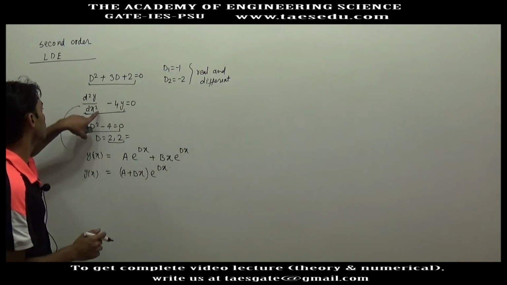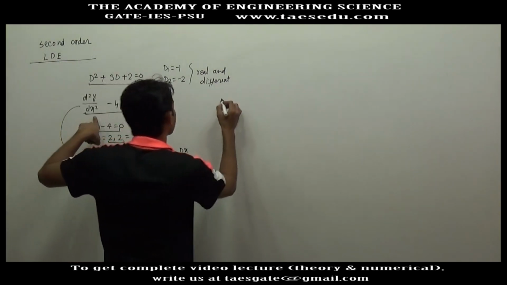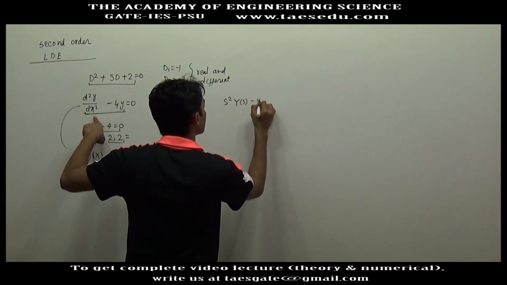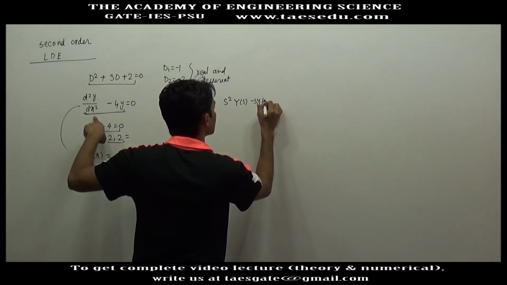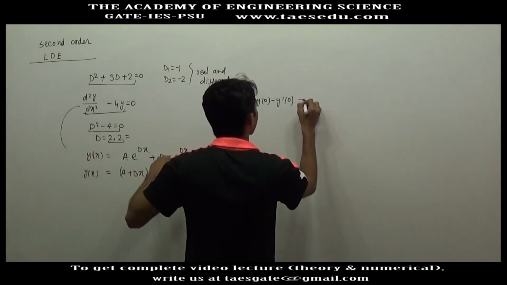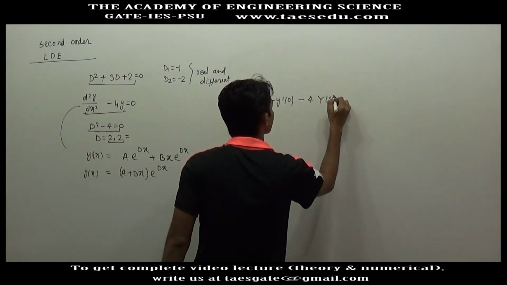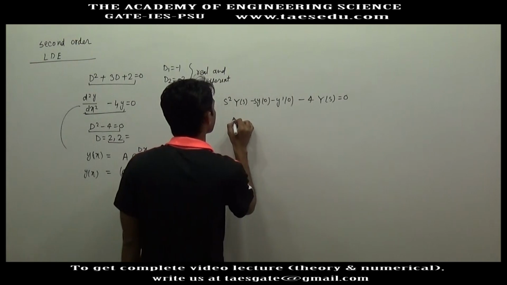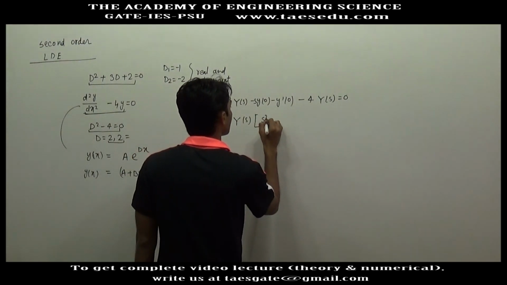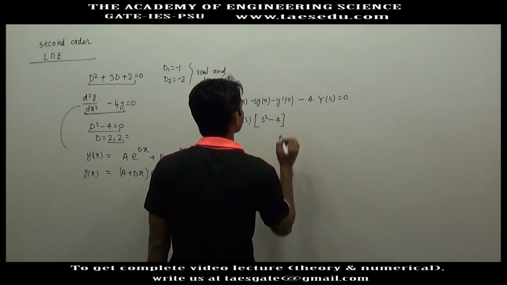What you will do, you will take Laplace of this. Laplace of this will be s square ys minus sy0 minus y dash 0 minus 4y is equal to 0. So we will have ys into s square minus 4.